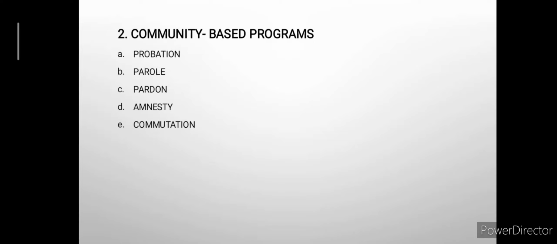And we have two types of pardon. Number one is the conditional pardon, which is a pardon given with requirements attached. And another is the absolute pardon, which is a pardon given without any condition attached. Another is the amnesty. Amnesty is a general pardon extended to a group of persons such as political offenders, purposely to bring about the return of dissidents to their homes and to restore peace and order in the community.